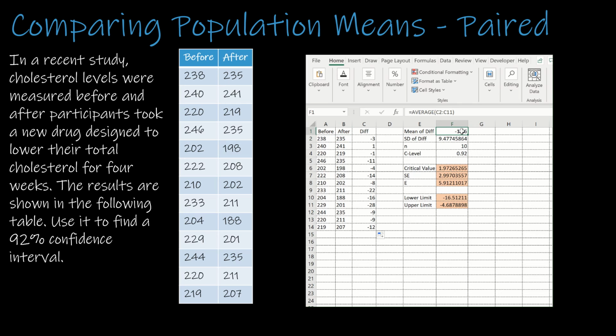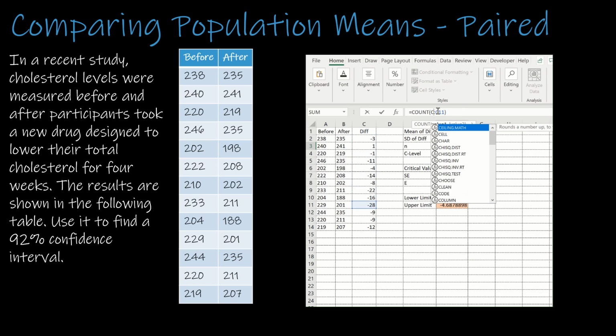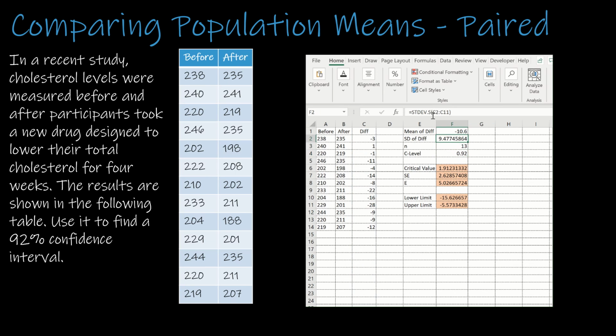And then I get a mean difference of negative 10.6, standard deviation, the count of 10, which is not, whoops, this should be of all of them. I hope all of that is not the same. Oh no! Always make sure that your formulas are correct or you're not going to get the right solution. So I've got the average, the standard deviation, the count, and the confidence level.